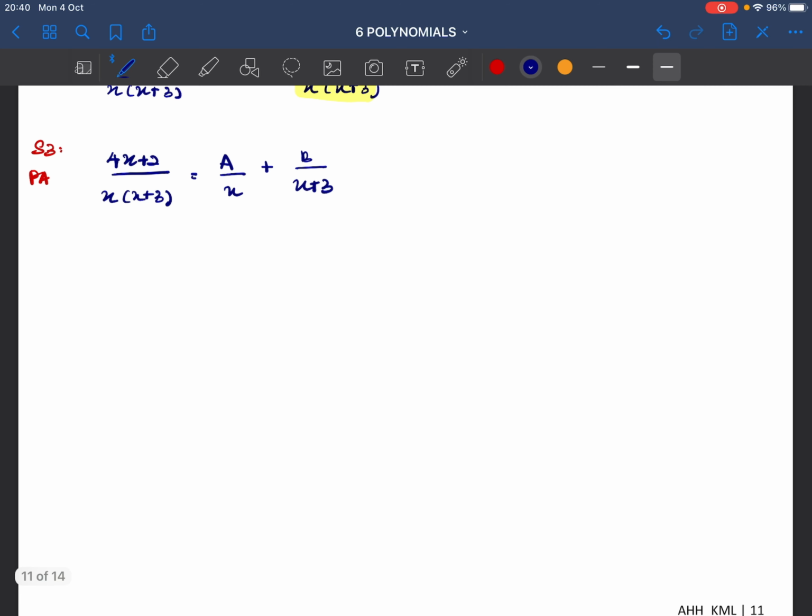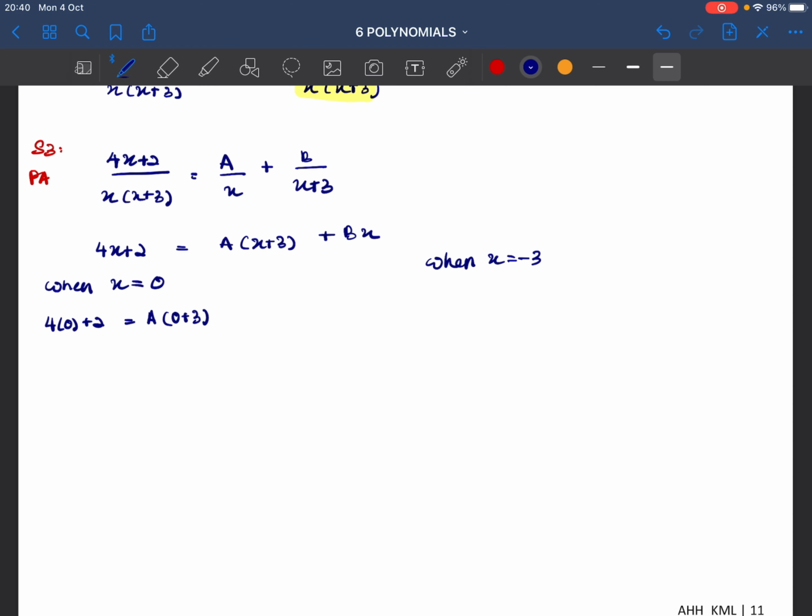So siapa yang tak faham lagi this part, boleh pergi dulu the previous video. So here we have A times x plus 3 plus Bx. And then carilah A dengan B kamu. When x equals to 0, when x equals to negative 3. So here we will have 4(0) plus 2 equals to, Bx automatically will be 0. Here will be 0 plus 3. We have 3A equals to 2 and A is equals to 2 over 3. Betul ke jawapan ni? Okay, betul.